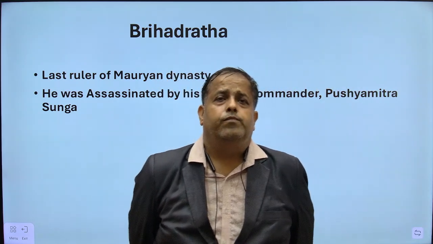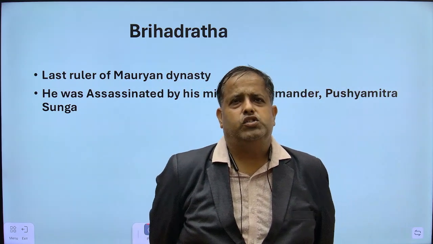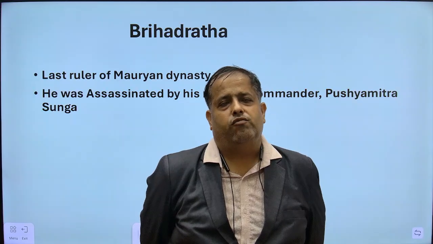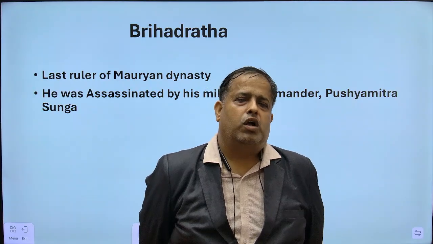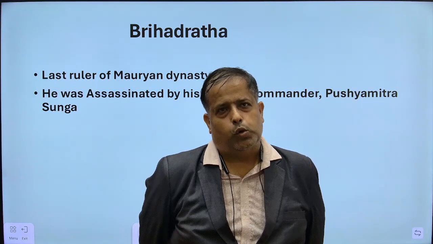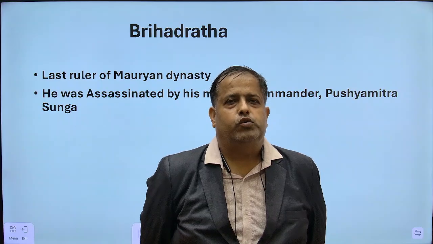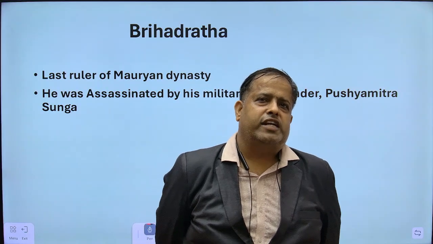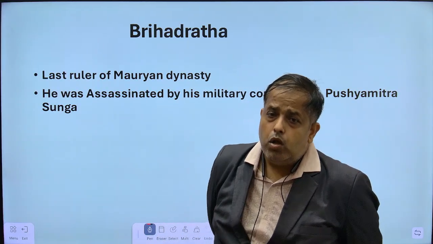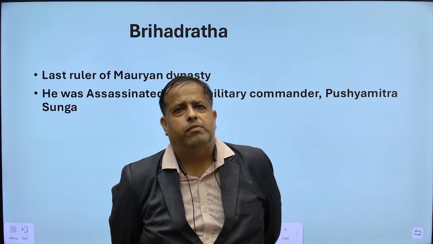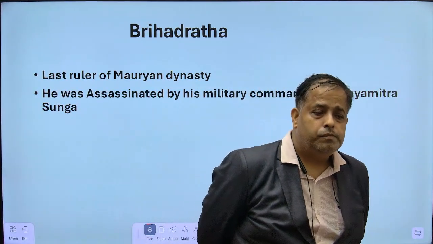After Ashoka, Kunal got the throne. Many historians suggest that he was the son of Ashoka. And after that, Dasharatha got the throne. So you have to focus on Dasharatha. Dasharatha also had the title of Devanampriya. So after Dasharatha, the Mauryan Empire fell.